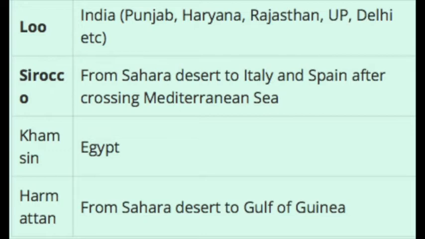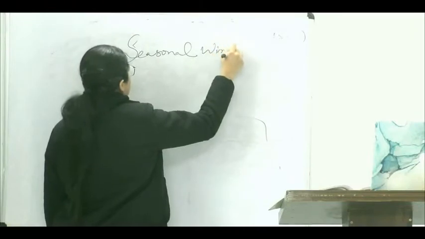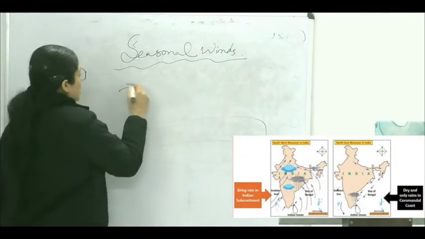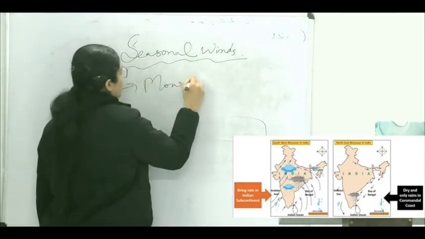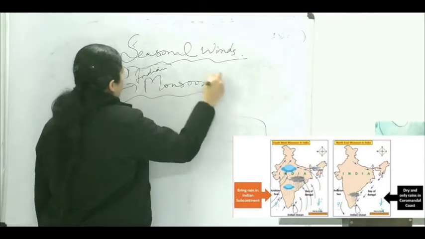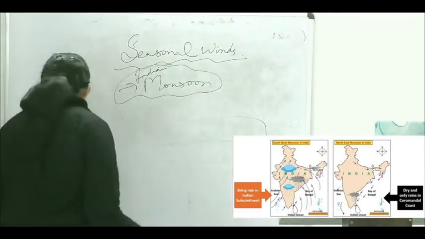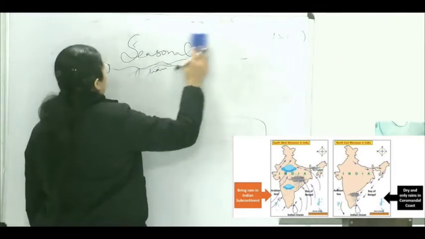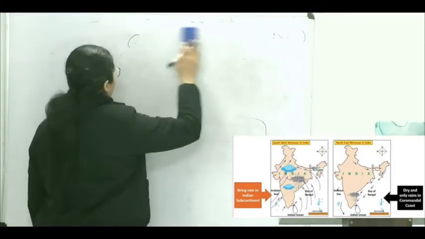The last classification is the seasonal winds. Now what are seasonal winds? Seasonal winds are those winds that change their direction with seasons. So these are known for the reversal in their directions. A typical example is the Indian monsoon. We will be discussing this as a separate important topic when we come to the Indian geography portion.